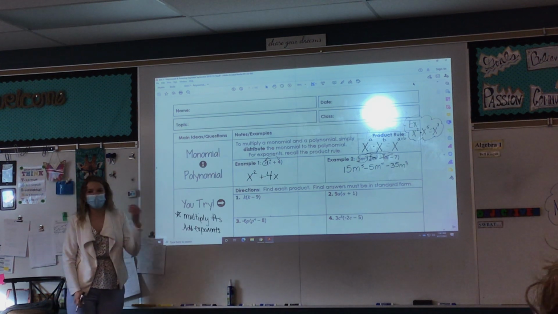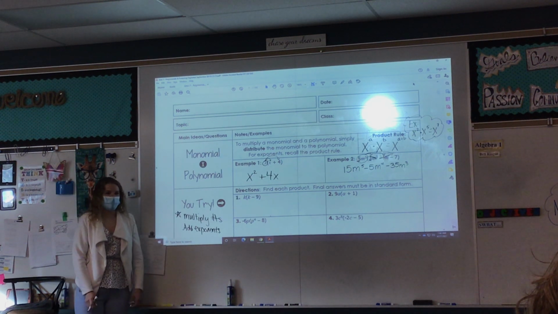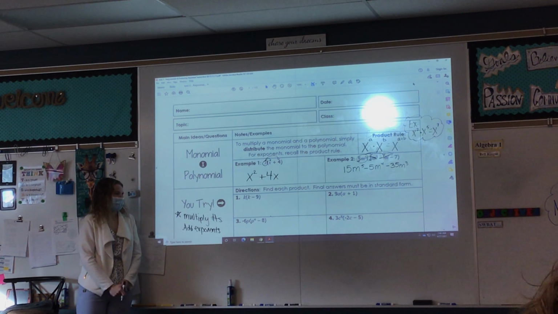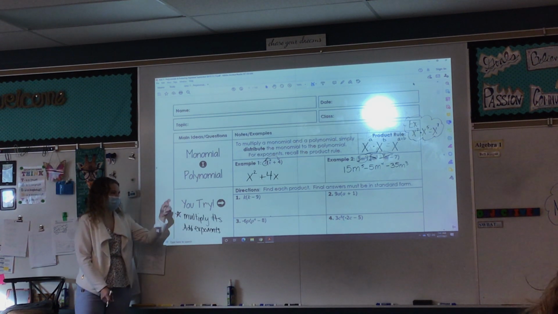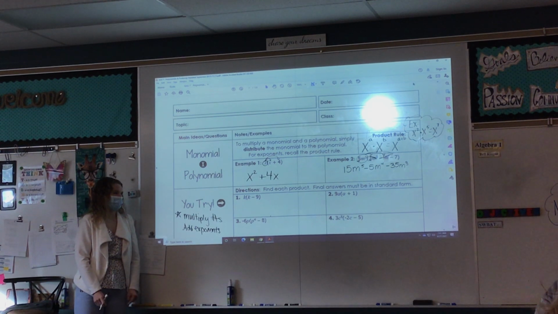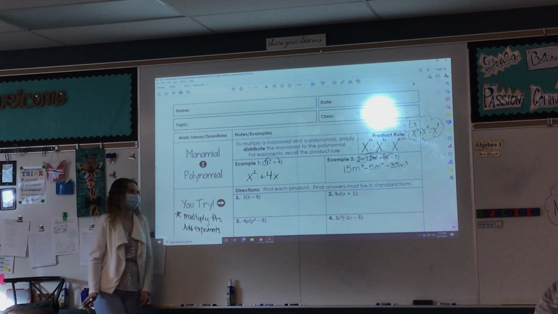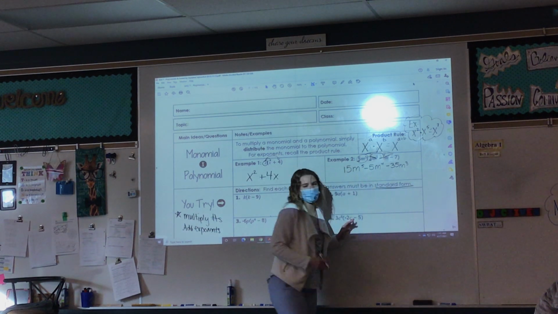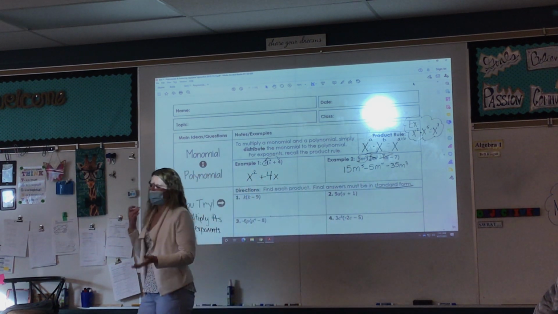Just having those cute little hints on the side helps me to look at my notes, see that hint, and know exactly what to do. We'll start off pretty easy, but then we'll work our way through and get to some more difficult ones. Notice that they want our final answers to be in standard form. And that just means that they want your highest exponent first and in alphabetical order.